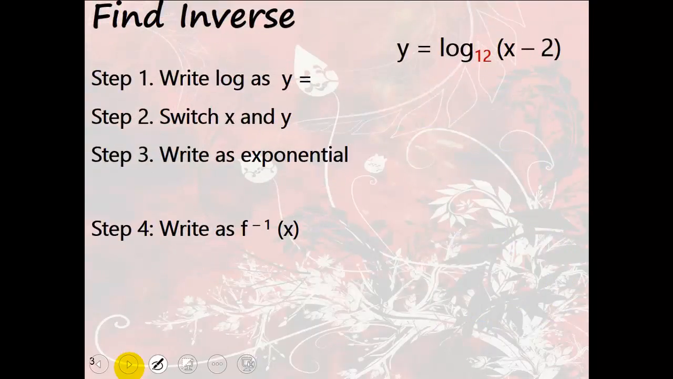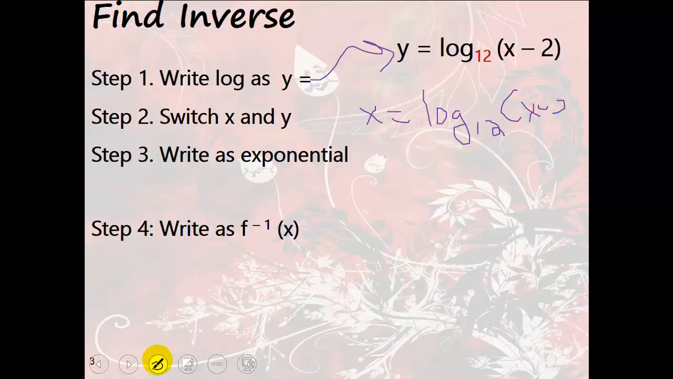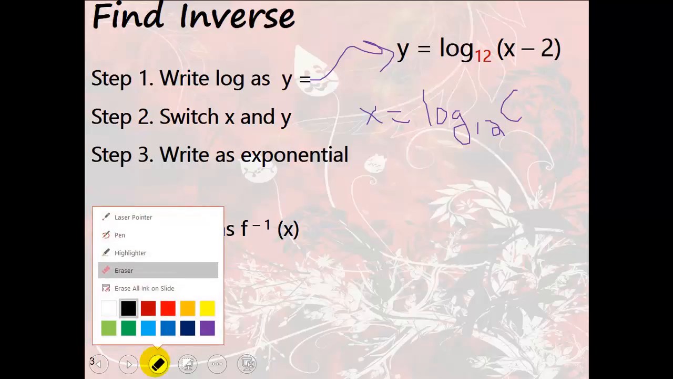All right, welcome back. We're going to move on to find the inverse of y equals log base 12 of the input x minus 2. Notice that x minus 2 is in parentheses, so the whole input is x minus 2. Again, we're going to write it as y equals, and it's already in that form. So we're going to switch our x and y's. X equals log base 12 of the input y minus 2.